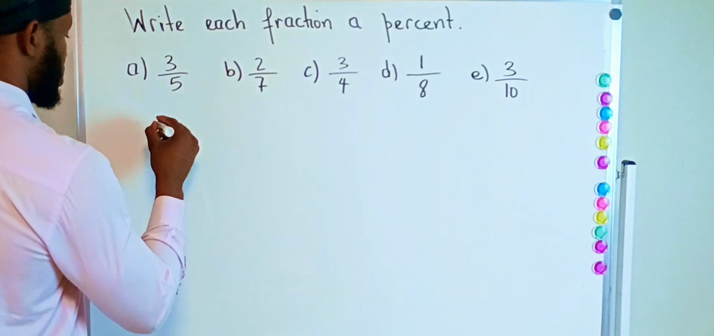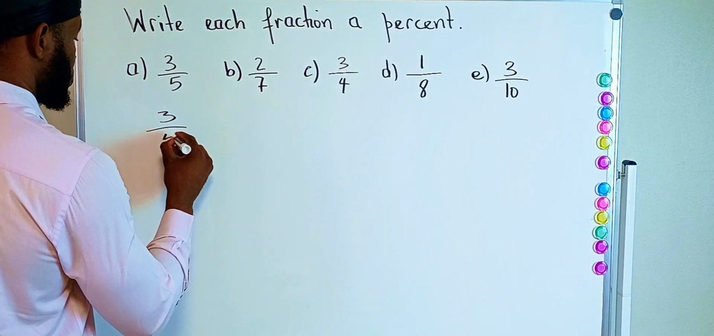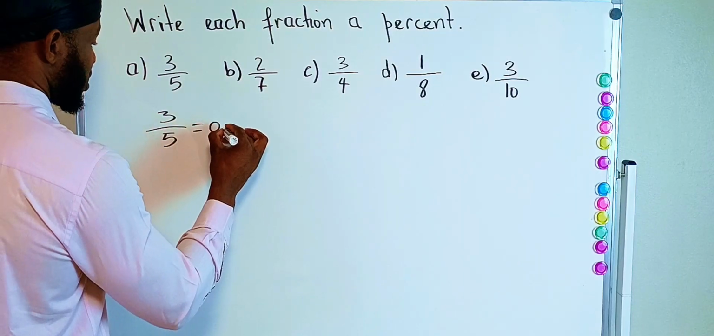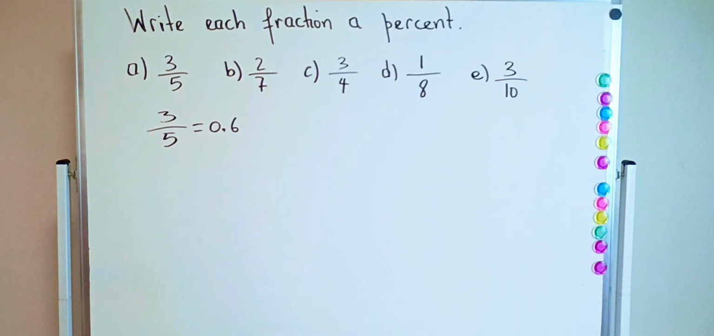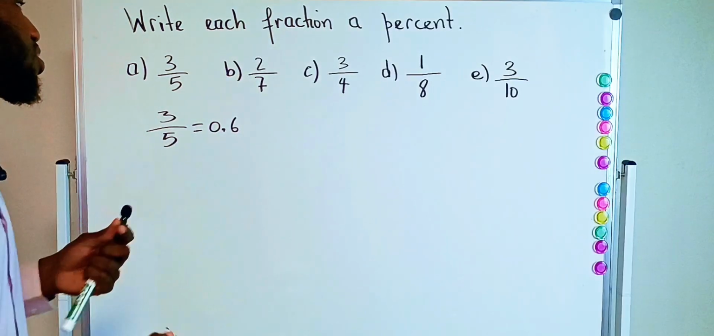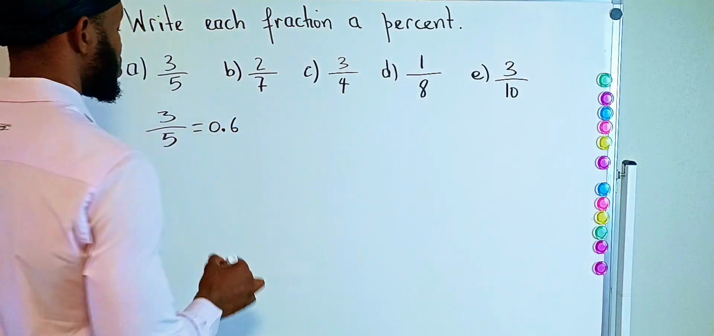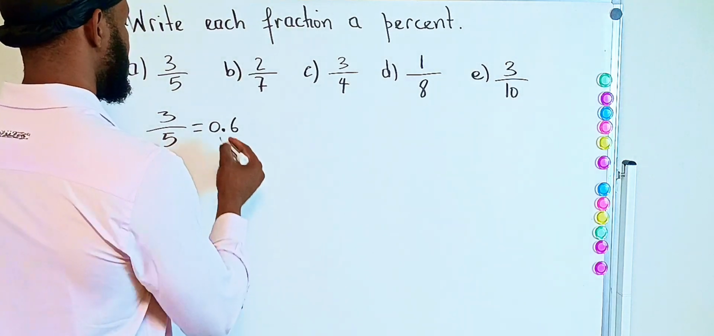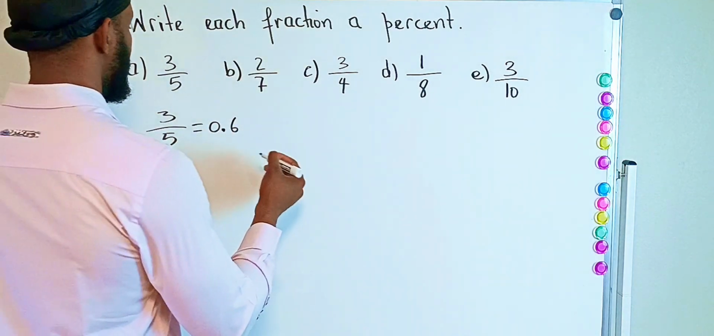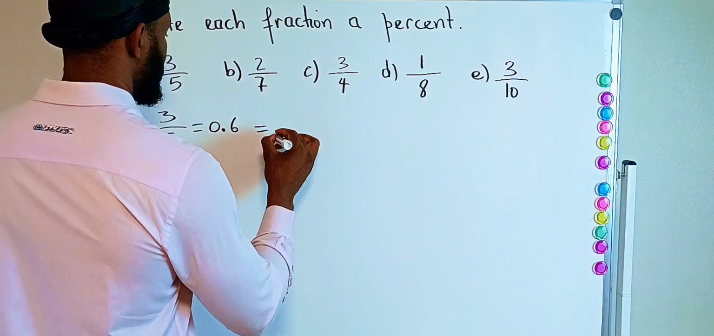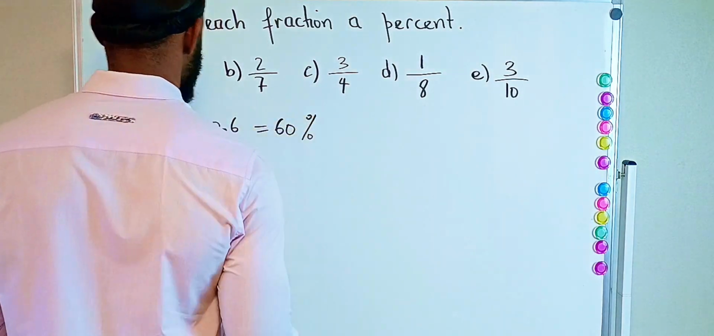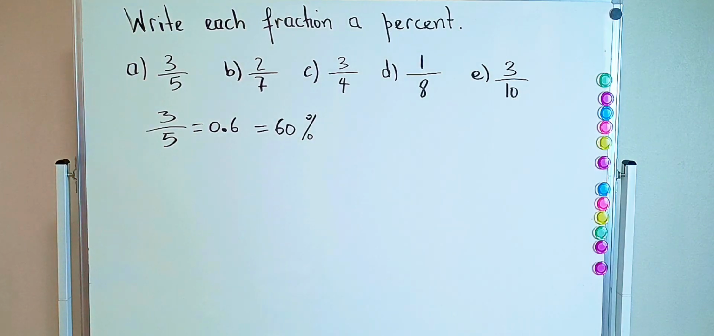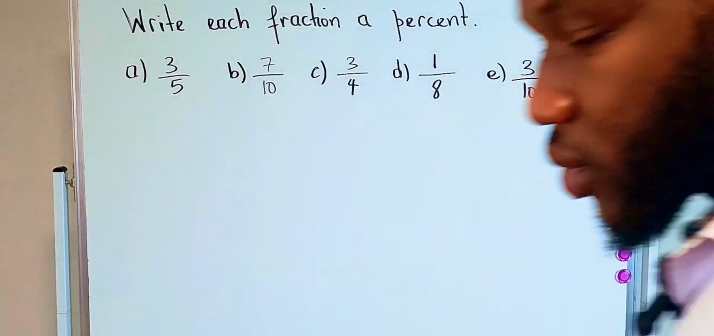Since we got the decimal equivalent, right now we gotta convert decimal to percent. You know what it is. You just multiply by 100 or move the decimal point 2 times to the right and put the percent symbol. 2 times to the right, 1, 2, that's gonna give me 60%. You guys understand that? That's gonna be 60%.